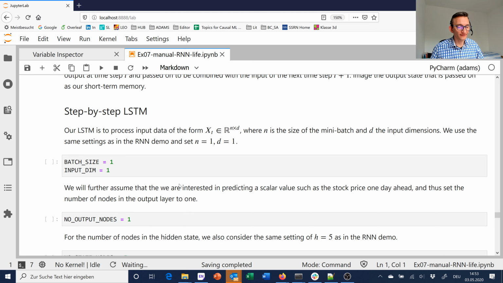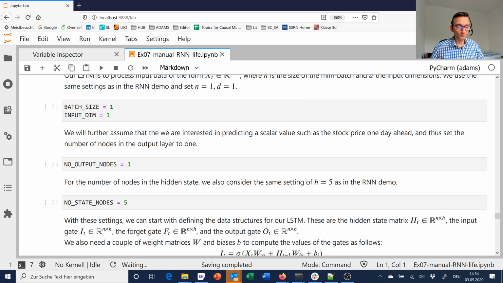Let's try to walk through this. Same as before, I'm considering a batch size of 1. I could use a larger one, but I won't. And an input dimension of 1, so a single feature, just the Amazon price. I would also not change the window size, nor the output dimension 1, nor the number of state nodes. Everything remains as it is.